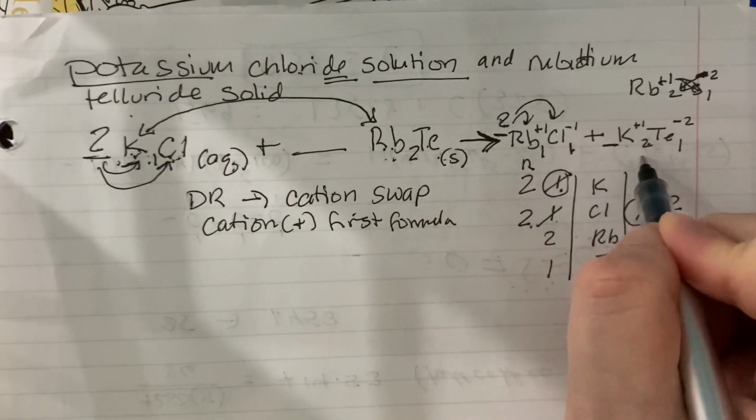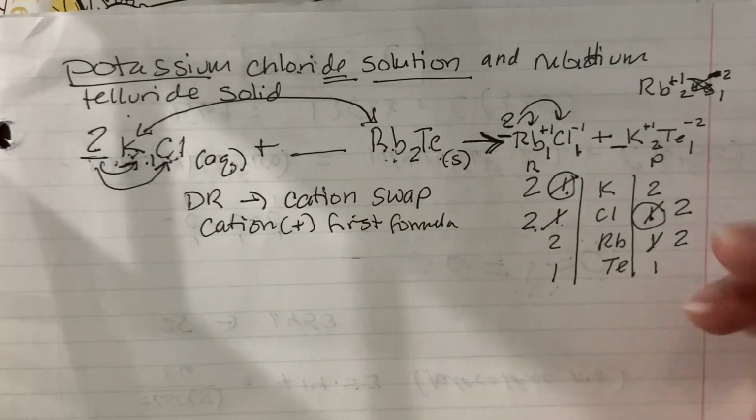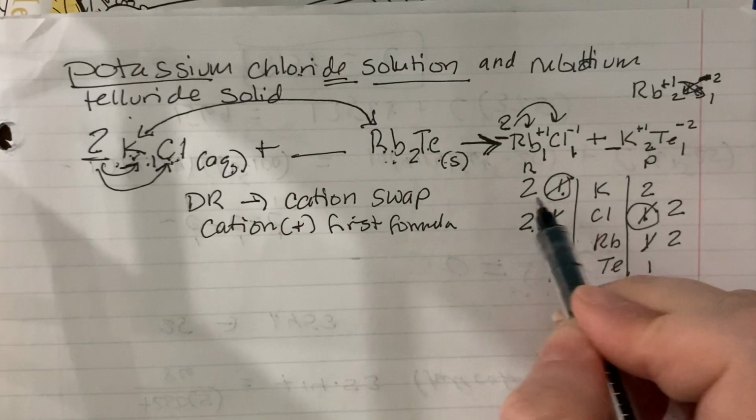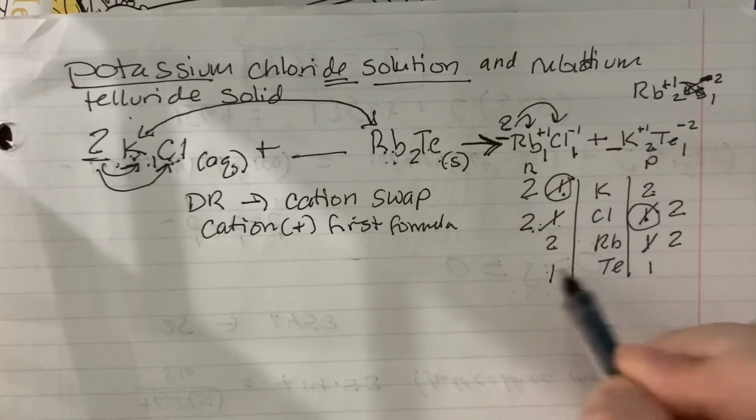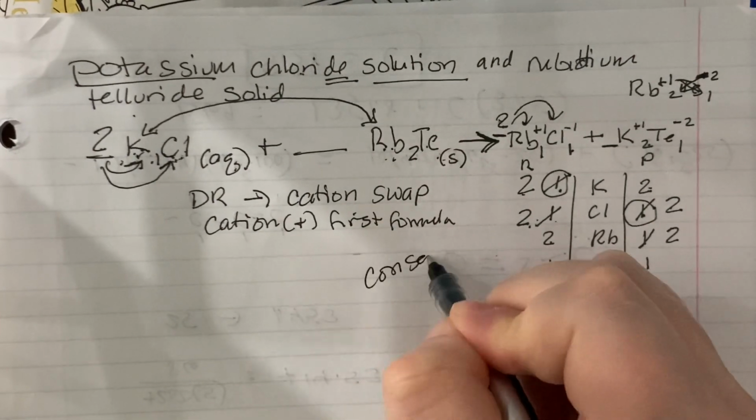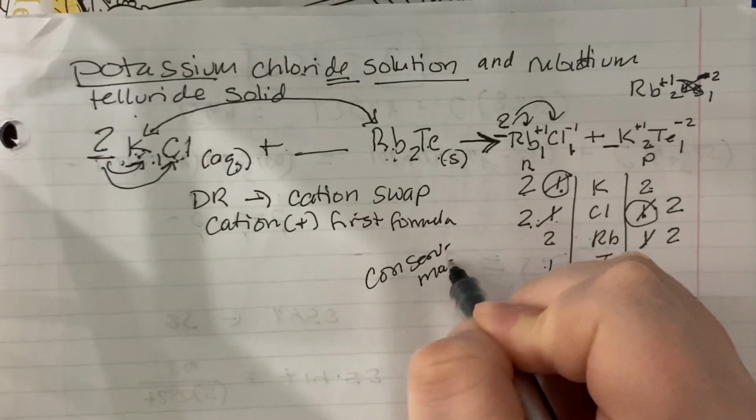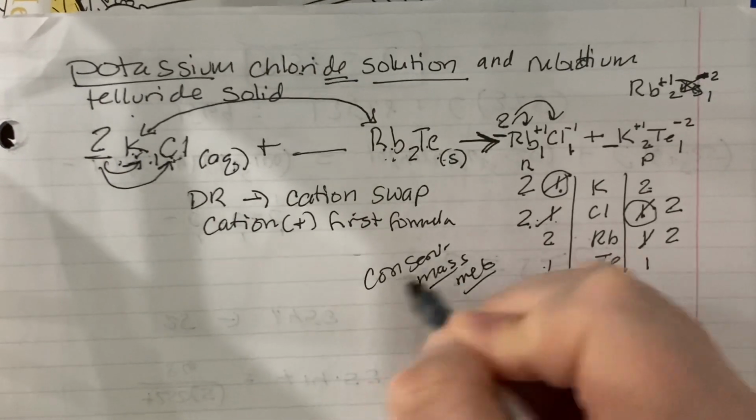So this is the reactants. These are the products. And now we see 2, 2, 2, 2, 2, 2, 1, 1. Conservation of mass was met. We have a balanced chemical reaction.